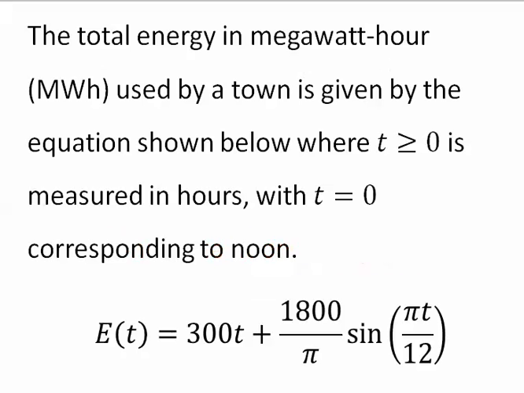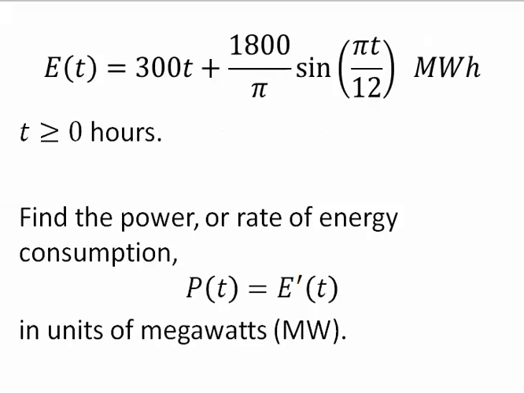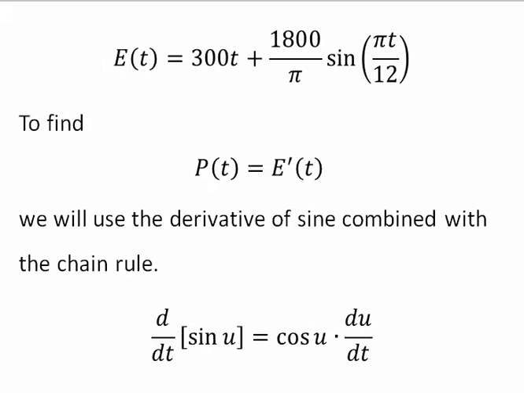3.6.67. The total energy in megawatt hours used by a town is given by the equation below, where T is measured in hours and T equals 0 corresponds to noon. Find the power, or rate of energy consumption, in units of megawatts. To find power, we look for the first derivative of E.